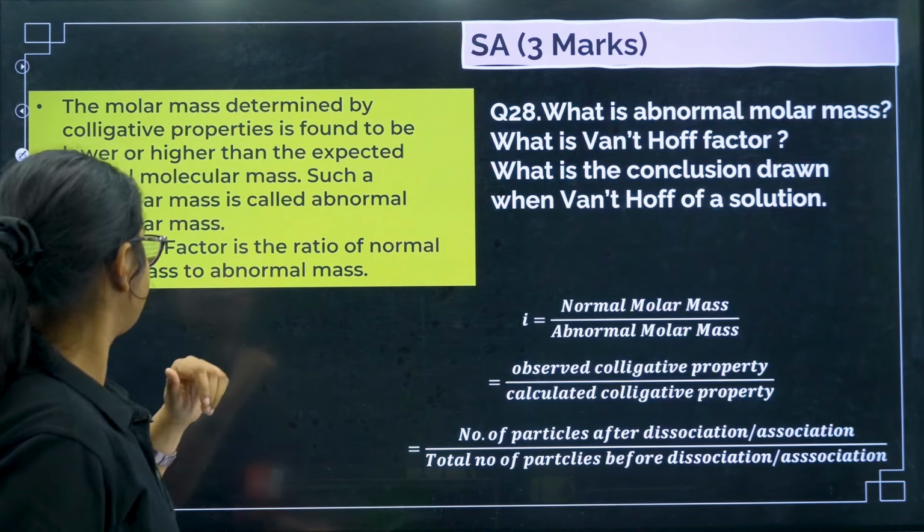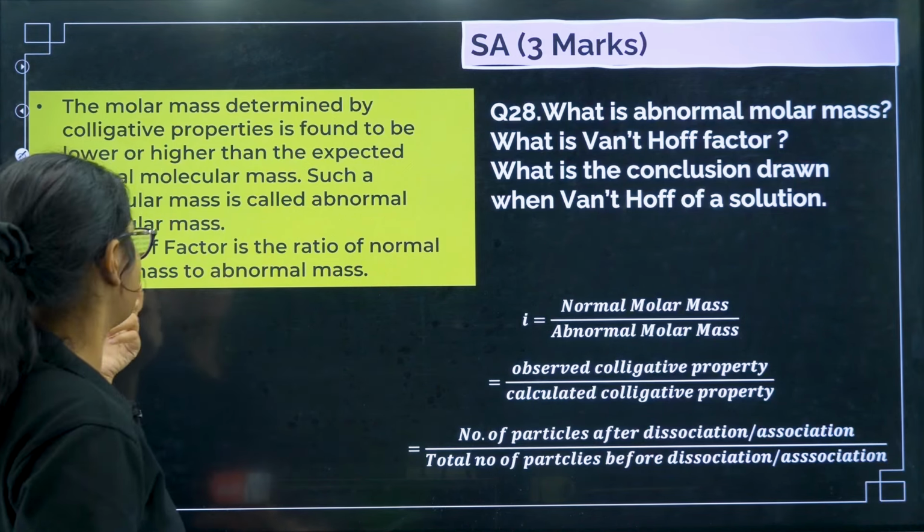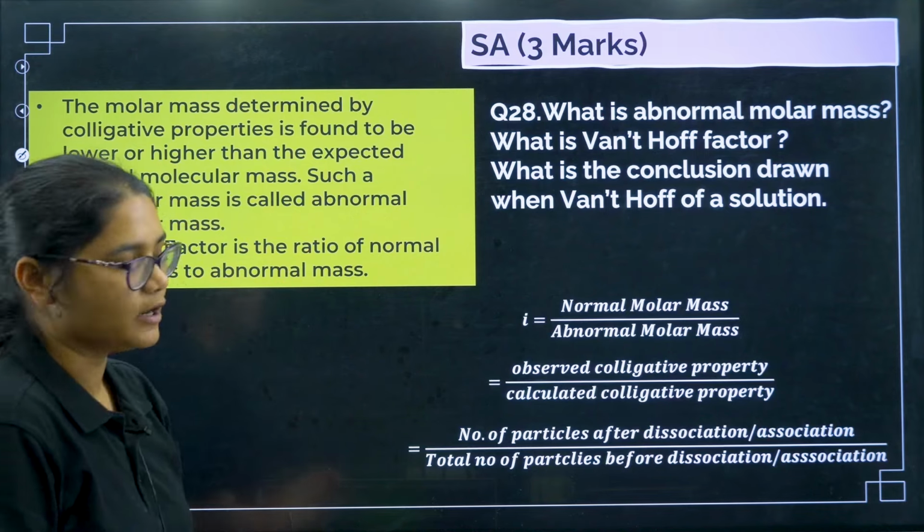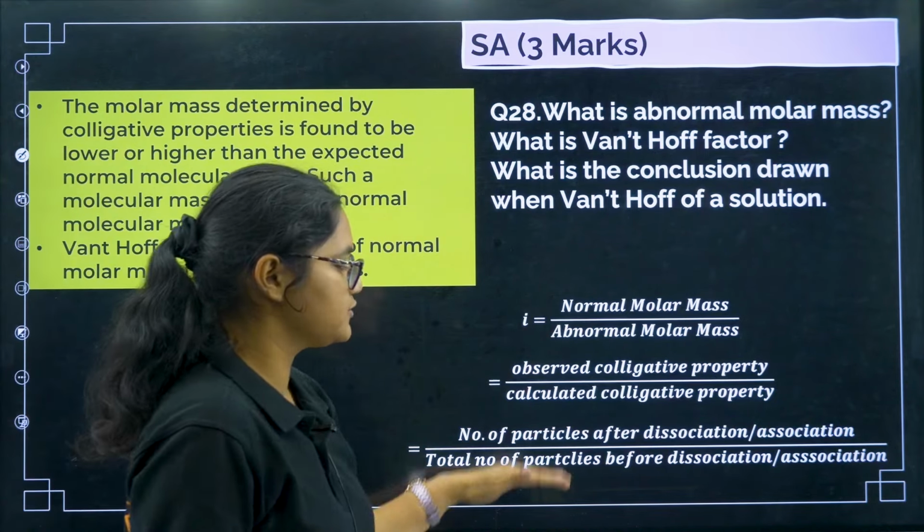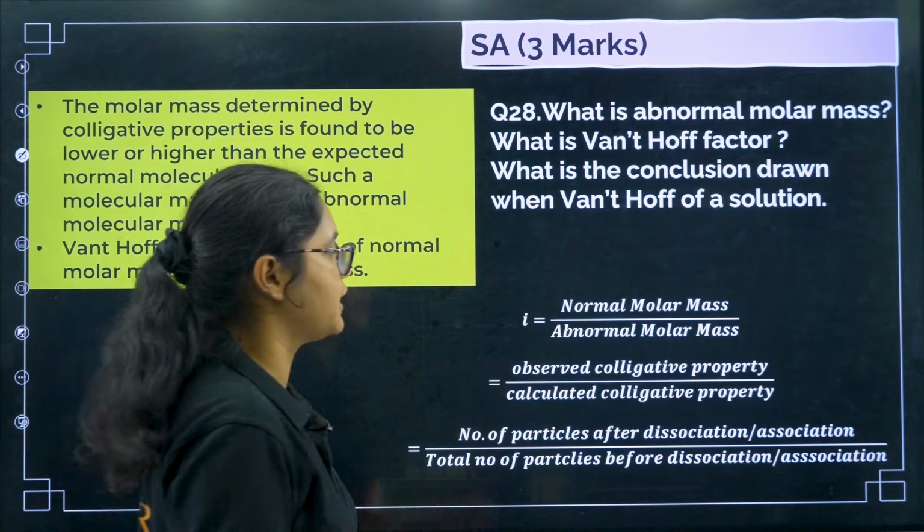What is Van't Hoff factor? Van't Hoff factor is the ratio of normal molar mass to the abnormal molar mass. You can see the different equations of Van't Hoff factor. Any one is fine. Okay.